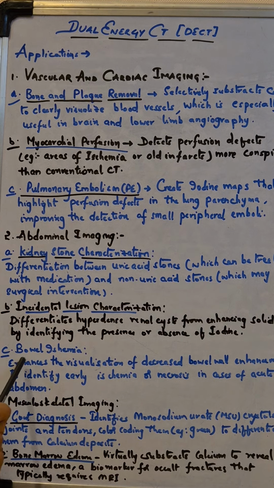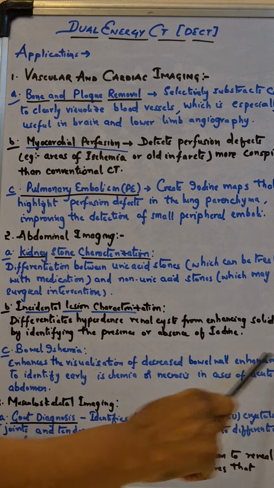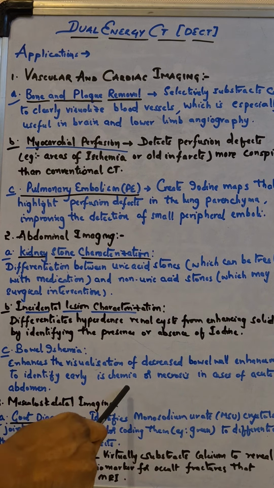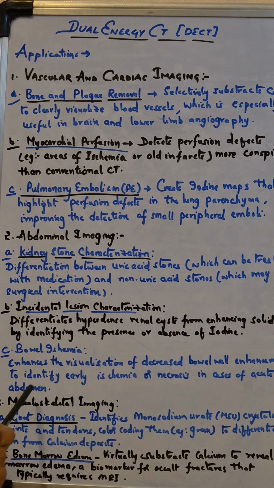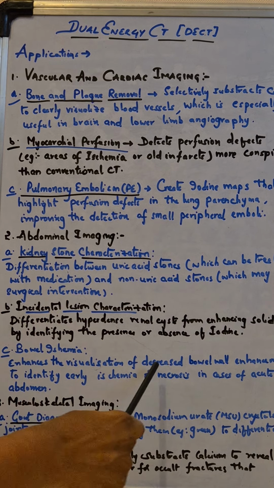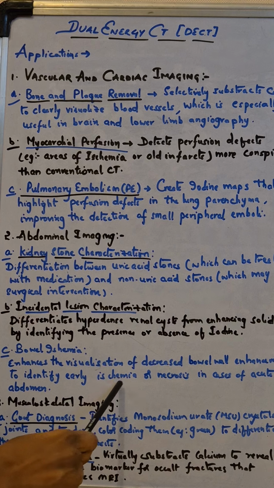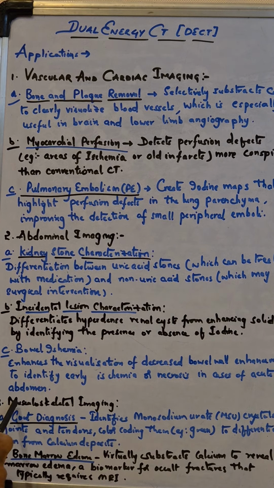In bowel ischemia, it enhances the visualization of decreased bowel wall enhancement to identify early ischemia or necrosis in the cases of acute abdomen. So it enhances the visualization of decreased bowel wall enhancement for early detection of ischemia or necrosis in cases of acute abdomen.